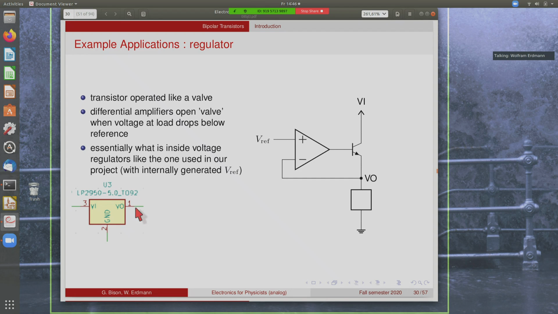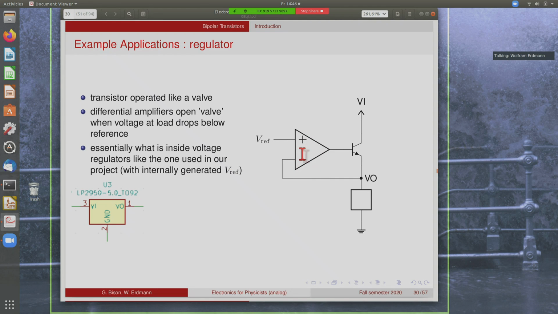They have an input voltage and a regulated output voltage and some ground terminal. And then usually they have an internal reference voltage, and then the output voltage is always defined by this reference voltage. And the way this works is like this.